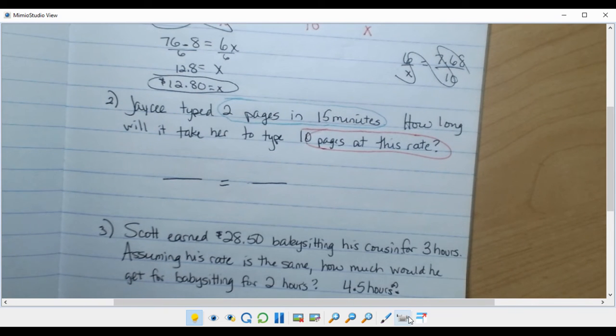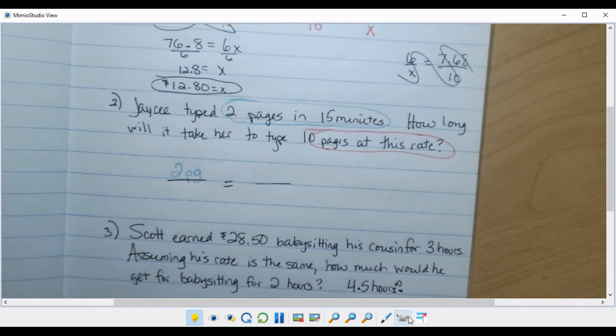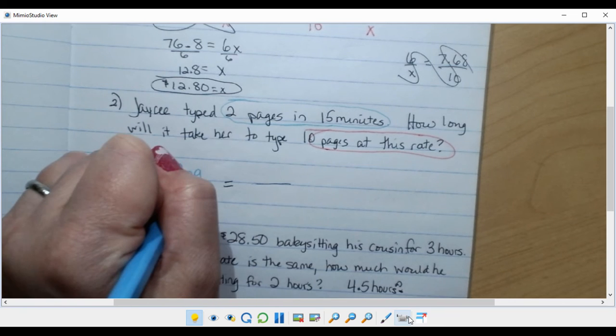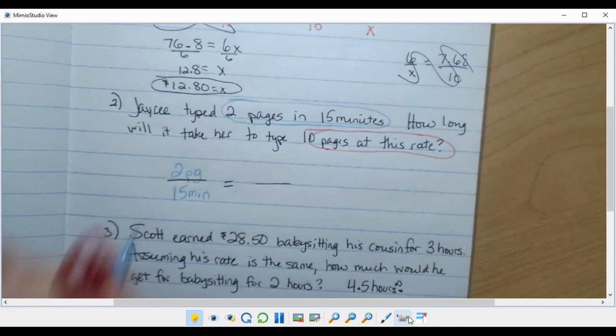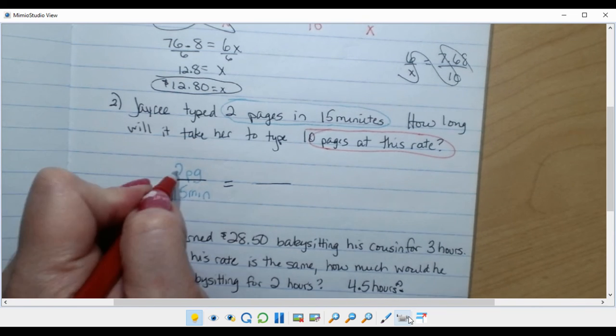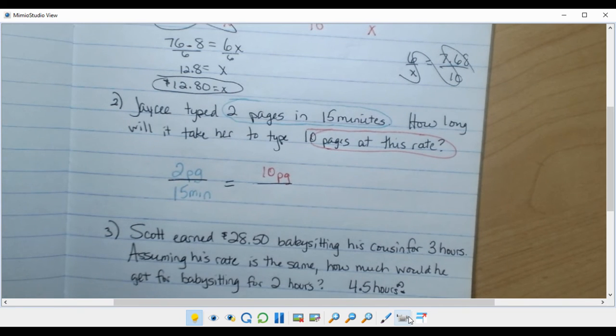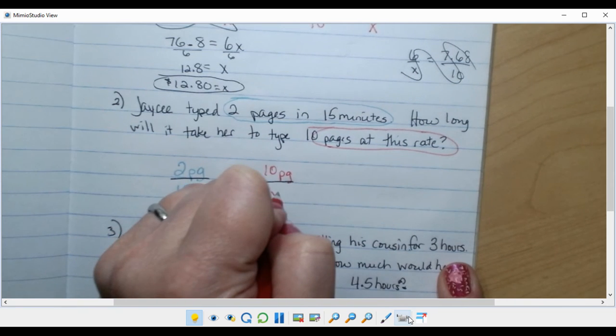I usually don't circle the whole thing for that. So let's go to the blue. If I do 2 pages, I'll do that on the top. And 15 minutes, I'll do that on the bottom. I personally like to do the fraction together on the same side, but it doesn't have to be. All right, when I go to my long paper, the pages were on top, so the 10 will go on the top. And we don't know the amount of time.